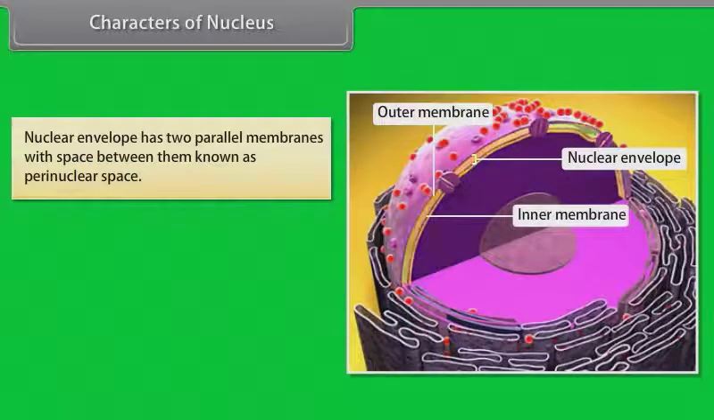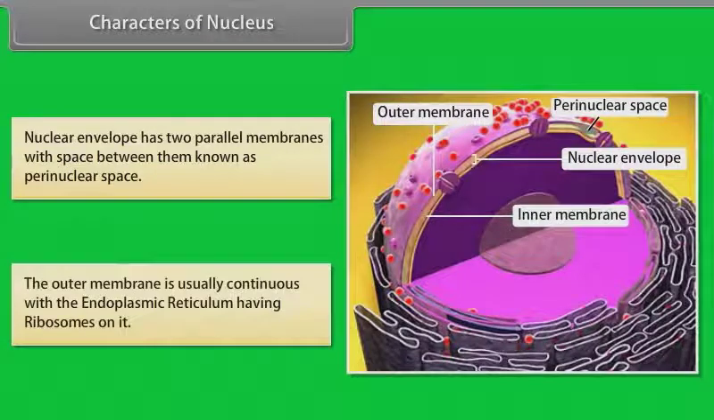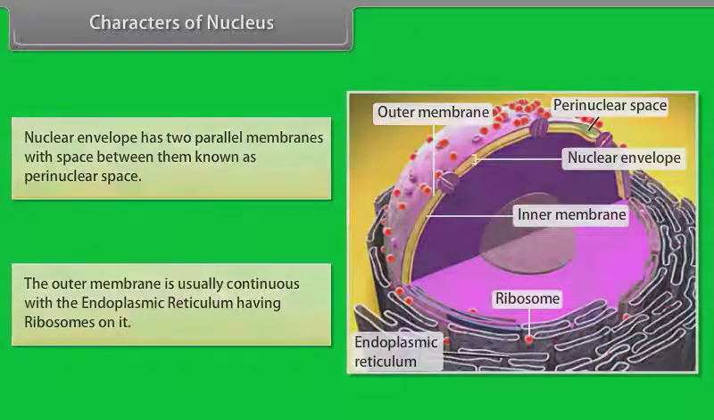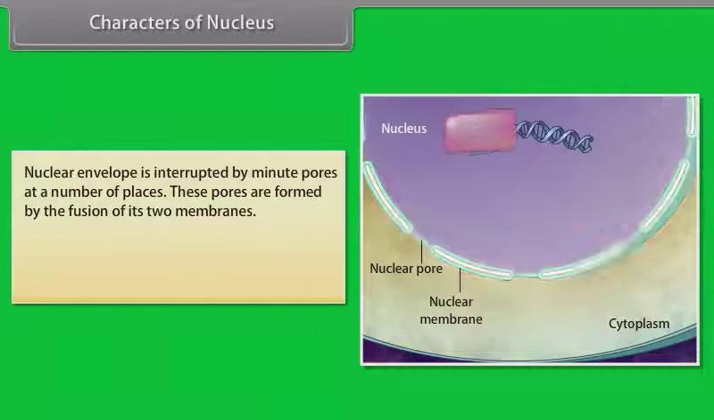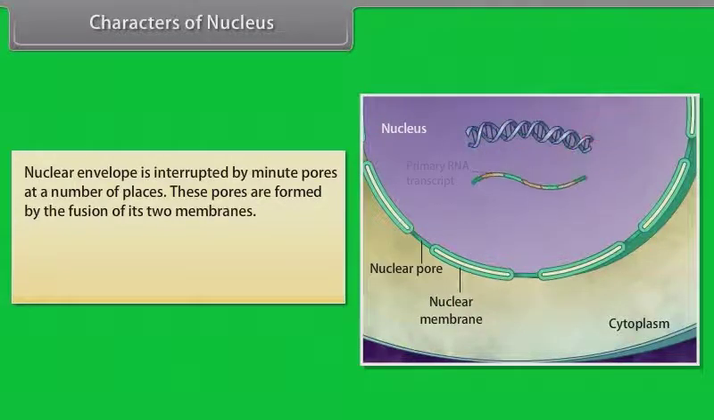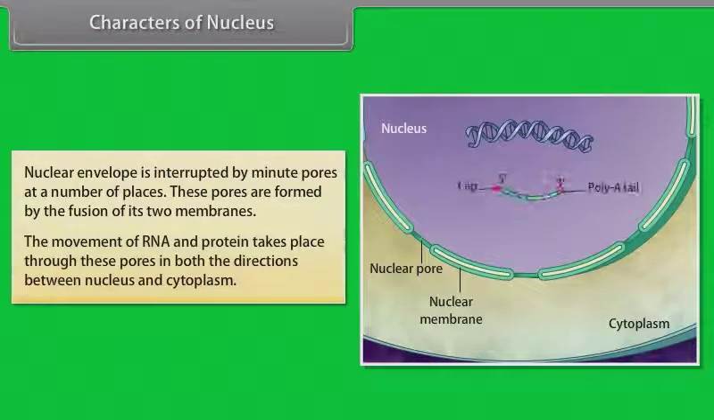with space between them known as perinuclear space. The outer membrane is usually continuous with the endoplasmic reticulum having ribosomes on it. Nuclear envelope is interrupted by minute pores at a number of places. These pores are formed by the fusion of its two membranes. The movement of RNA and protein takes place through these pores in both directions between nucleus and the cytoplasm.